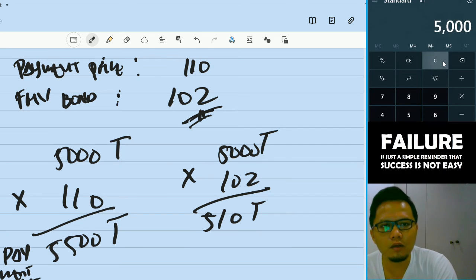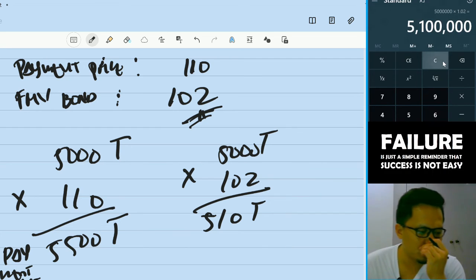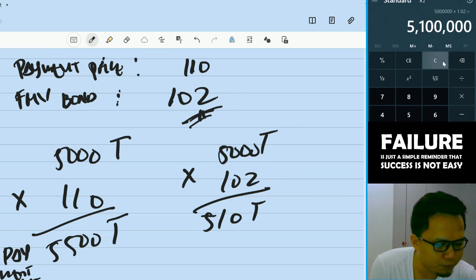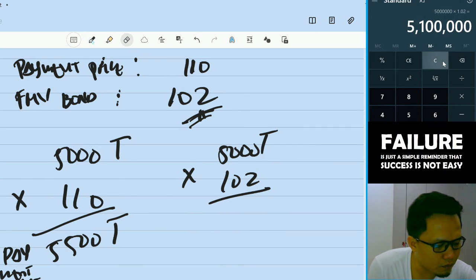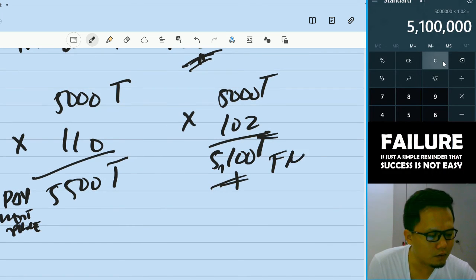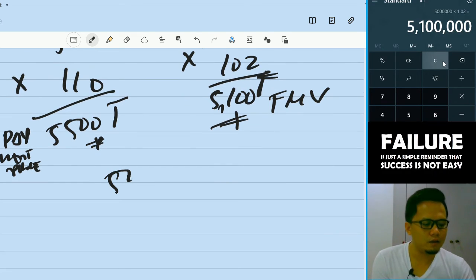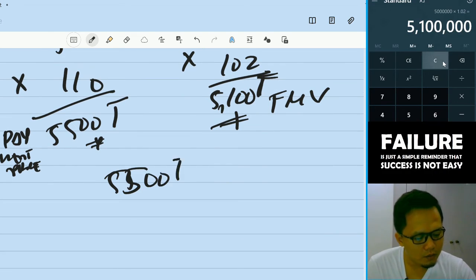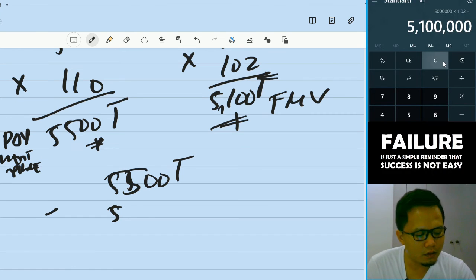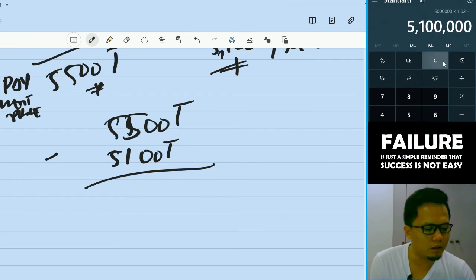Wrong. So 5 million times 102%, that is 1.02, that is 5,100,000. So this is your fair market value. This is your retirement price. So retirement price, 5,500,000 less the allocated for the fair market value of the bond.